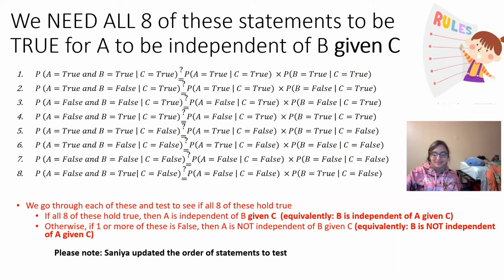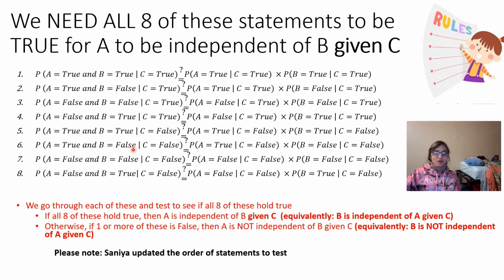Thus, we need all 8 of these statements to be true for A to be independent of B given C, or equivalently, B is independent of A given C. So these are the same 8 statements, and because we are not sure yet, I'm going to put a question mark over the equal sign, but we need to test that all 8 of these hold true. And if all 8 of them hold true, then A is independent of B given C, which is the same thing as saying that B is independent of A given C. As I was mentioning, it's just a matter of speech.